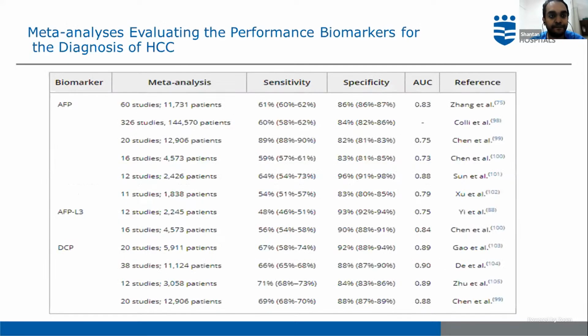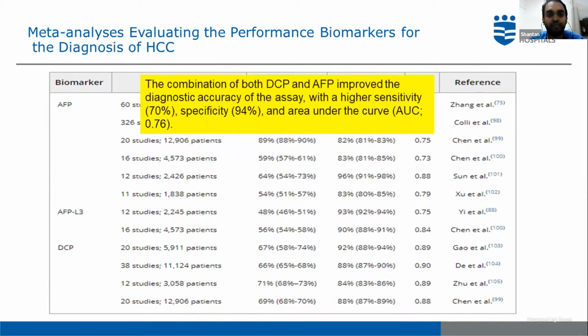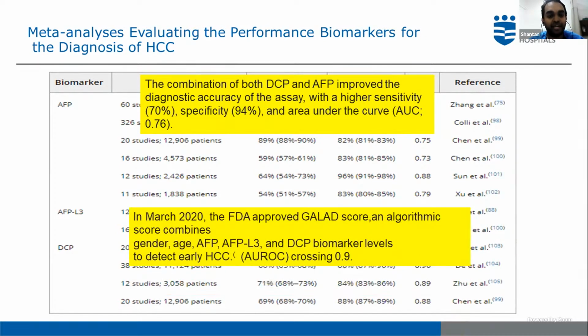Meta-analyses evaluating the performance of various biomarkers in the diagnosis of HCC have shown that AFP has an average of 60% sensitivity and specificity of only 80%, with a higher specificity when taken with the L3 fraction of the AFP, and the PIVKA-II, which show almost similar performance to AFP. However, the combination of DCP and AFP improved the accuracy, with a sensitivity of 70% and specificity of 94%. In March 2020, the FDA approved the GALAD score, an algorithm which combines gender, age, AFP, AFP-L3, and DCP biomarker levels, which detects early HCC with an area under the curve almost crossing 0.9.